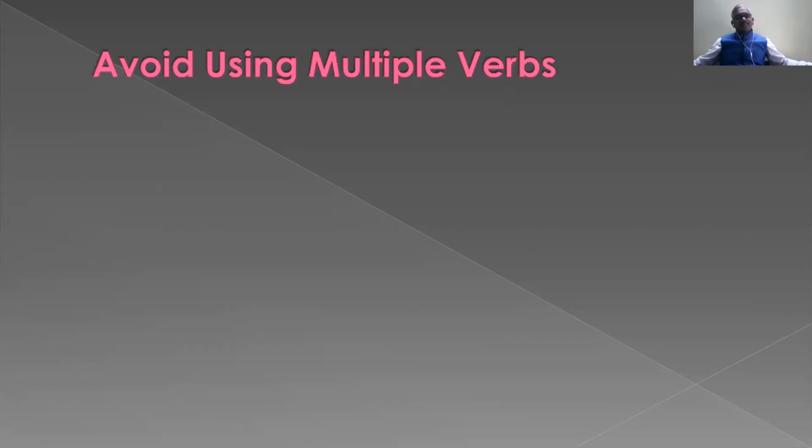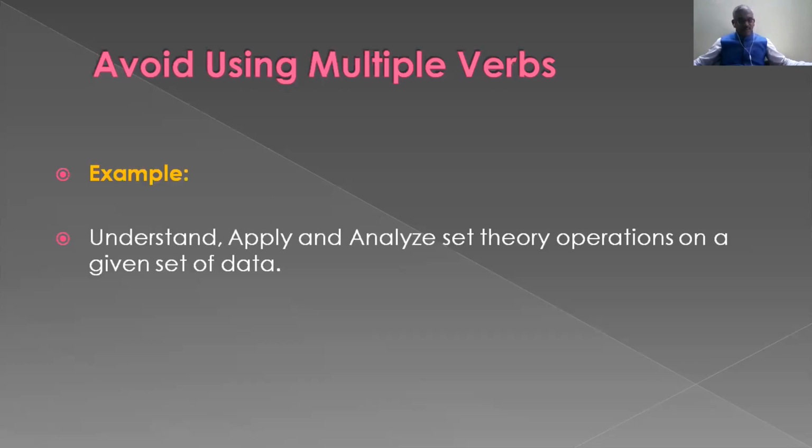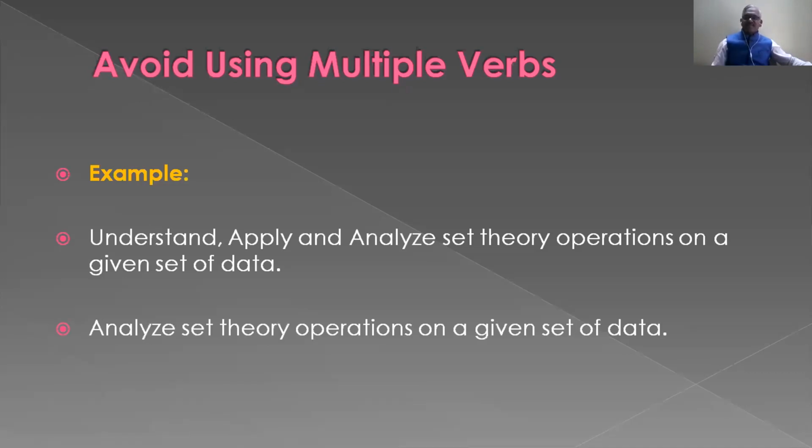Another one is, avoid using multiple verbs when you write course outcomes. For example, let's look at this course outcome: a student will be able to understand, apply, and analyze set theory operations on a given set of data. There are multiple verbs used: understand, apply, analyze. It is enough to write analyze, because analyze is the highest cognitive process among the three mentioned here. When you say analyze set theory operations on a given set of data, it implicitly contains within itself understand and apply. There is no need of writing understand, apply, and analyze again. So don't use so many verbs when you write course outcomes.